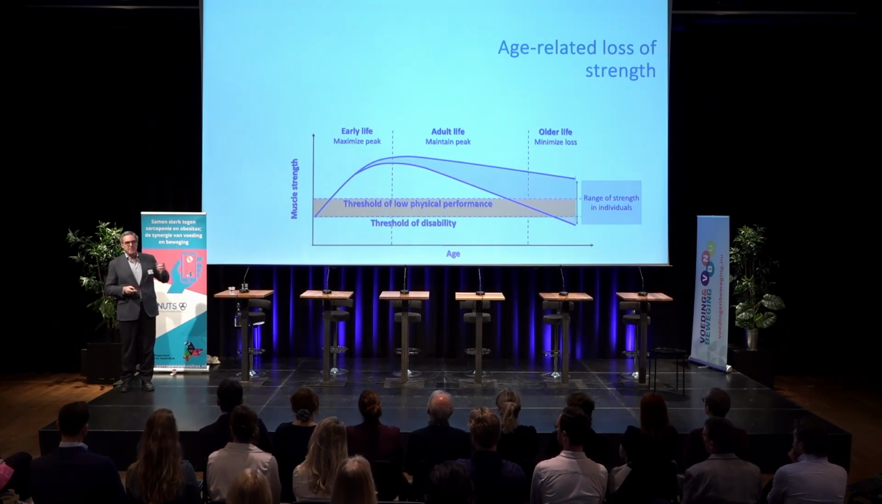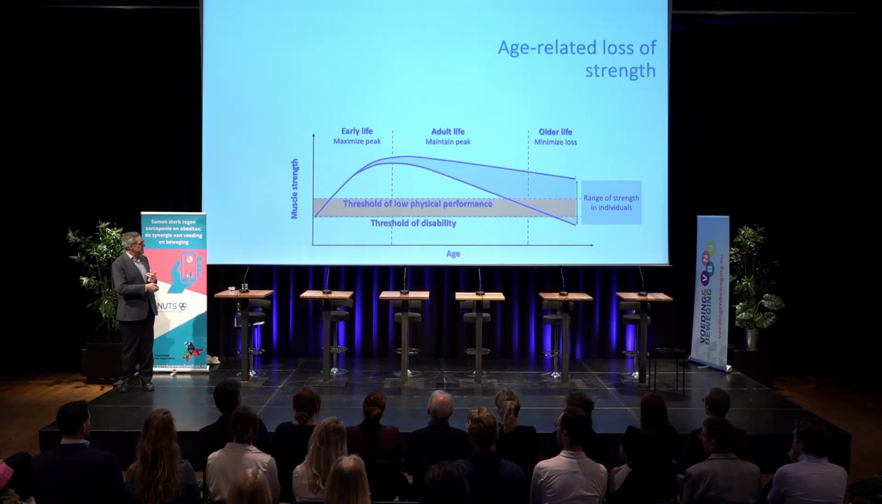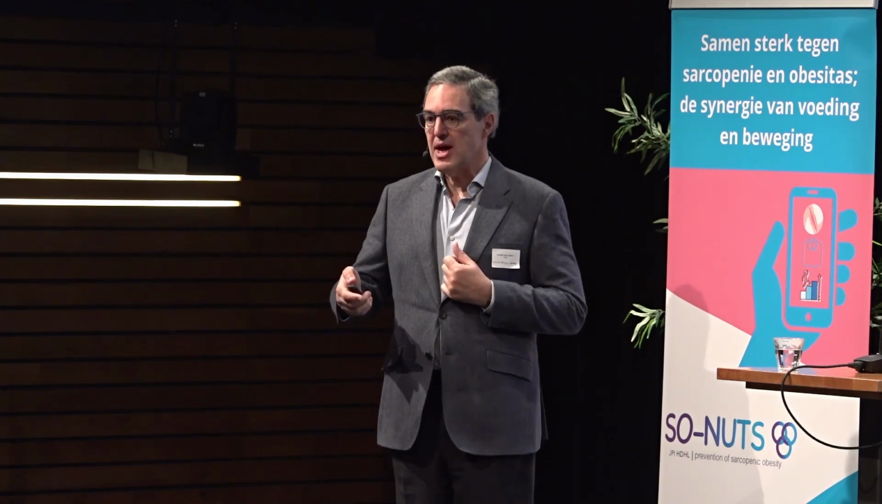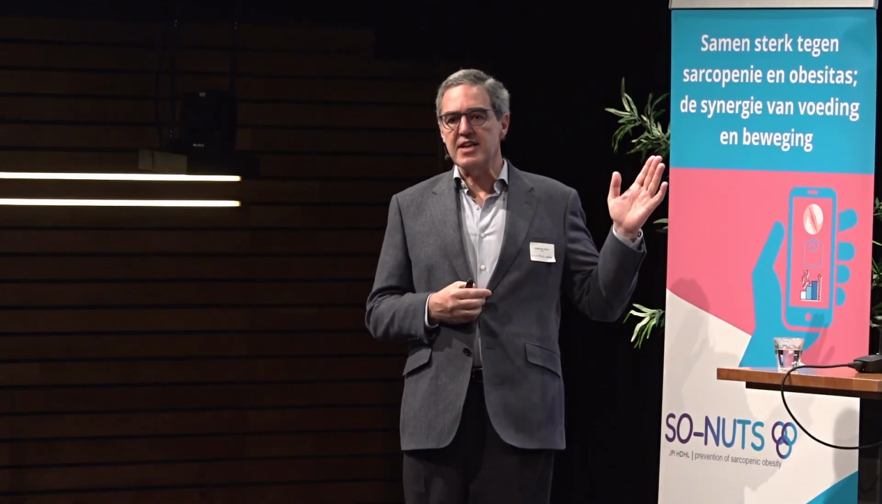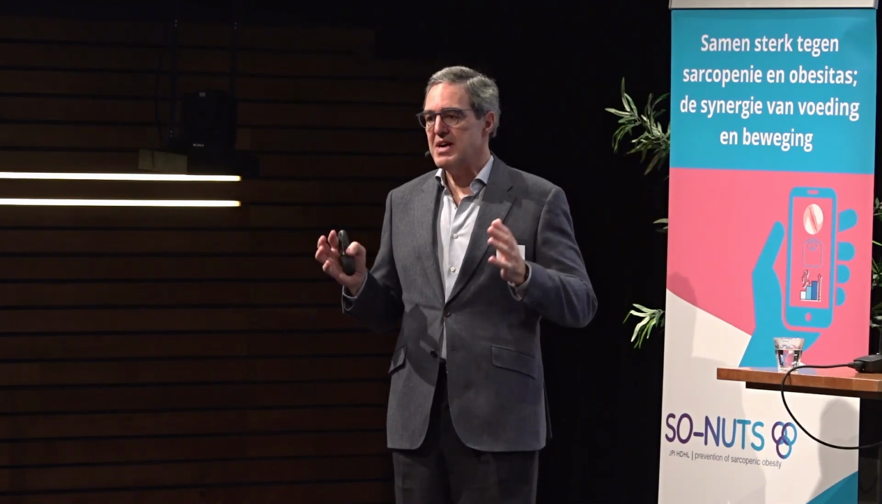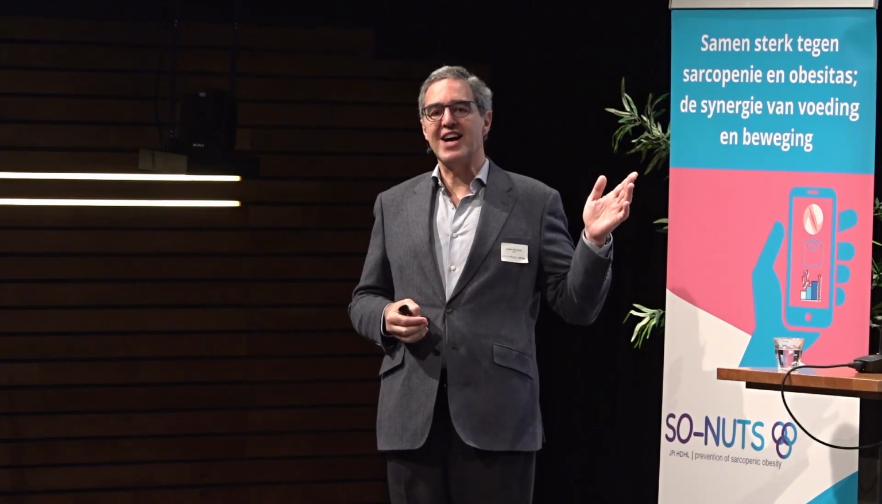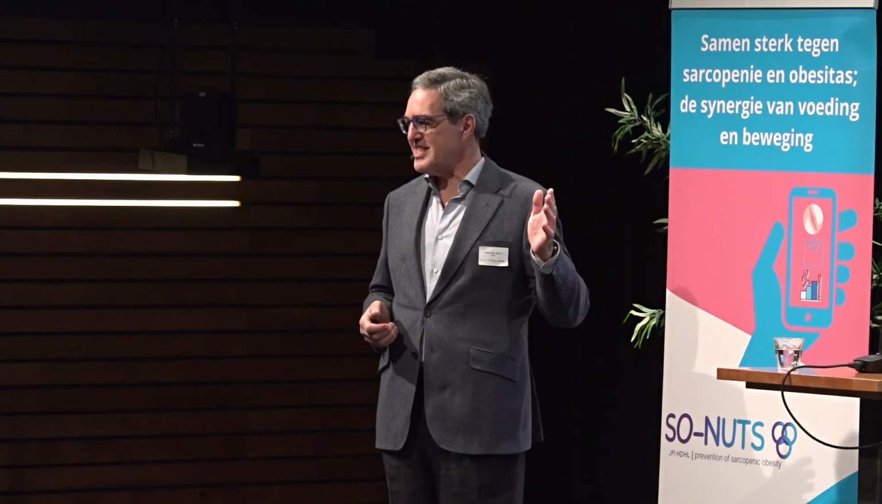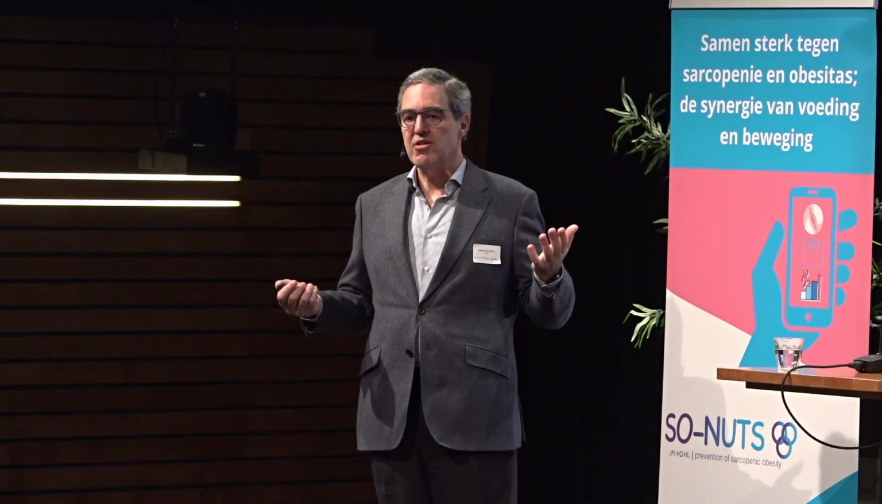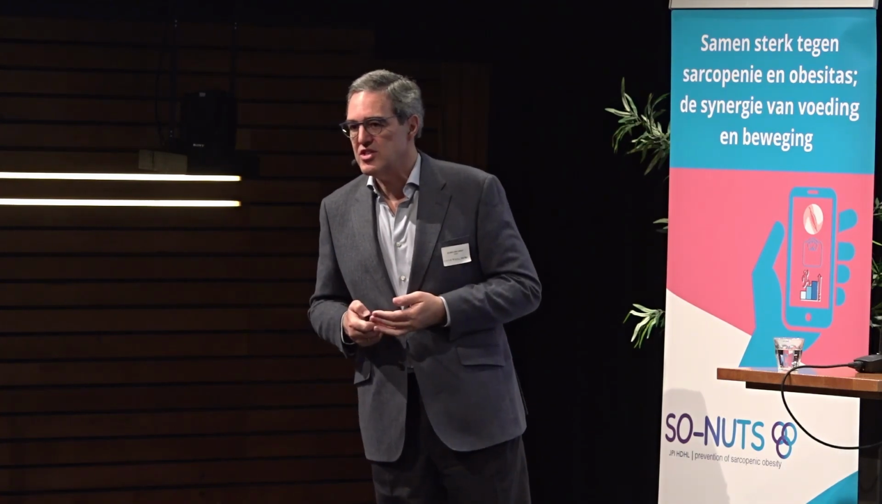And then we lose it depending on nutrition, exercise, and diseases. And we may reach a point where we lose physical performance, and then we lose ability to do things. That's disability. Interestingly, this theoretical model, both for muscle mass and muscle strength, has been confirmed. The loss of strength is much faster and earlier than the loss of muscle mass. And this is what we now have in the modern concept of sarcopenia.